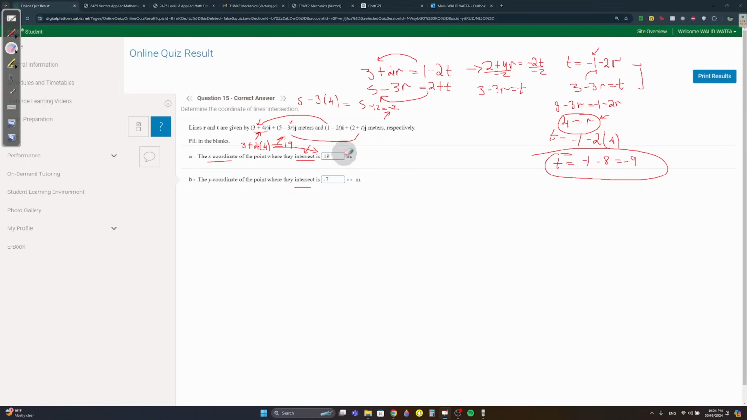Logically, you're supposed to check that when you substitute t into 1 minus 2t and 2 plus t, you get the same numbers. In this case, you do, and I can show you. 1 minus 2 times t, which you know is minus 9, is going to be 1 plus 18, which is 19. And then 2 plus t, 2 plus minus 9, which is minus 7. So you do get the same answer. This is just to prove that they intersect. Okay.